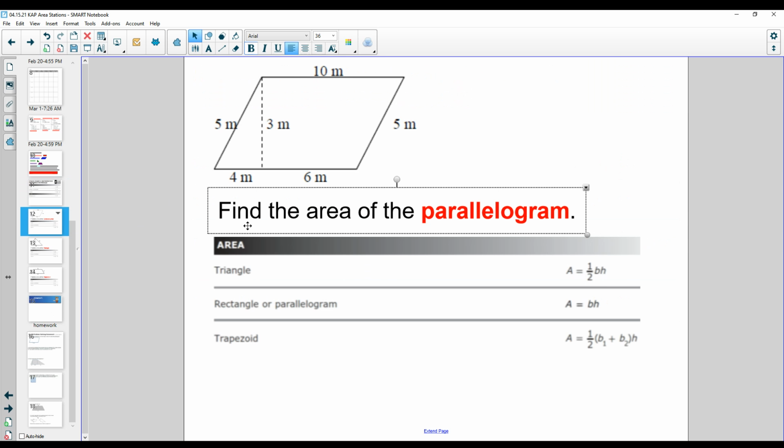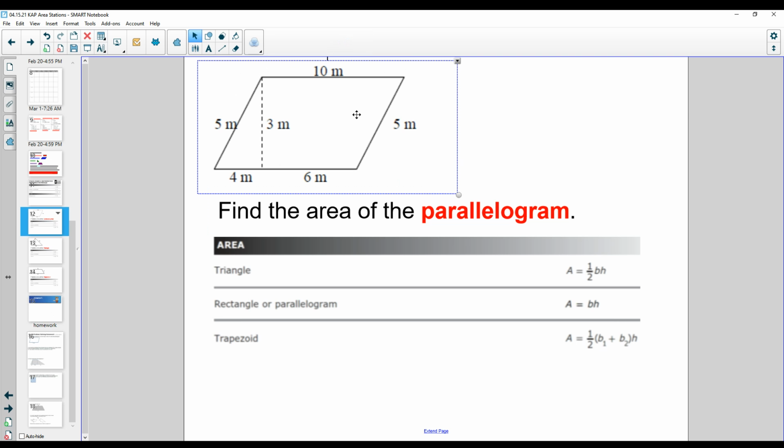Let's start with the parallelogram. A parallelogram is when you have two sets of parallel lines. This is parallel to the bottom. The sides are parallel to each other. Find the area of the parallelogram. So what I need to do is find the formula.